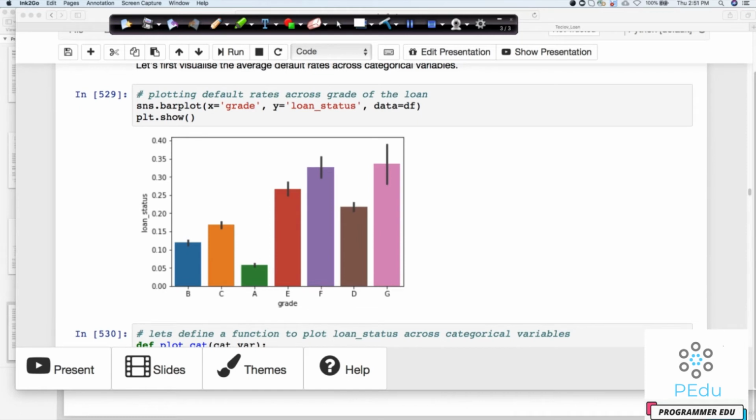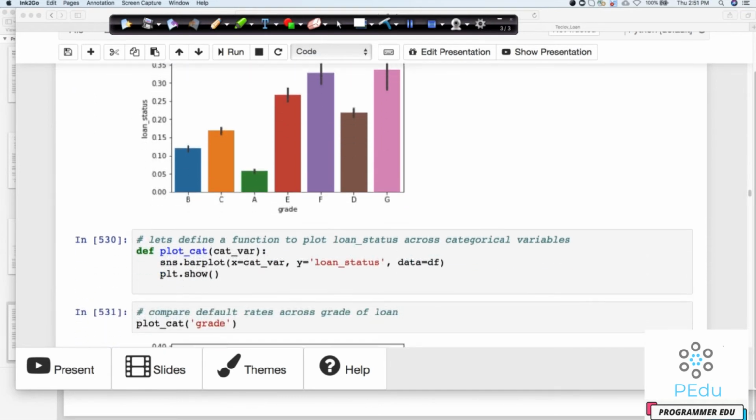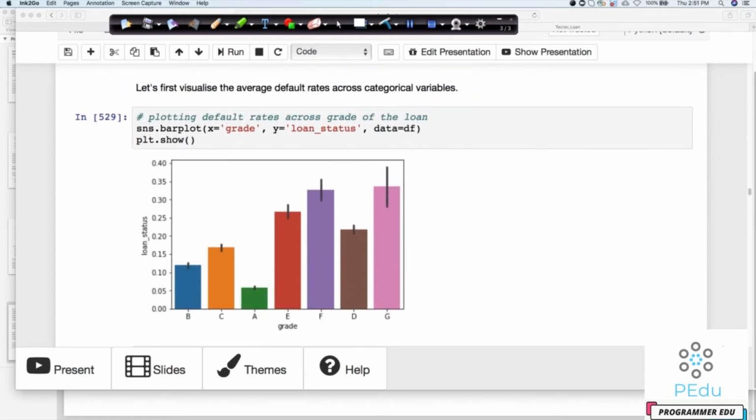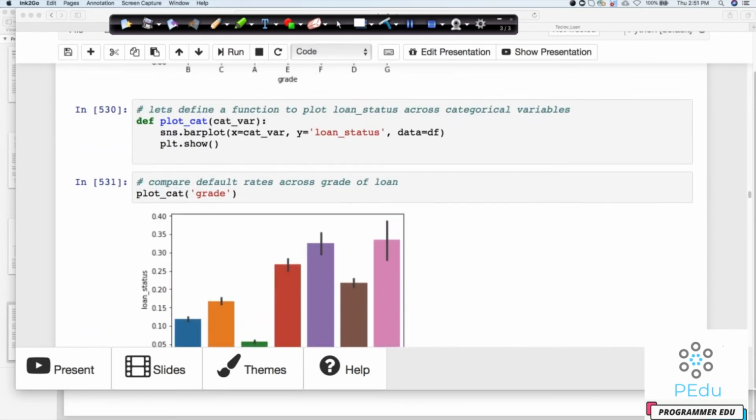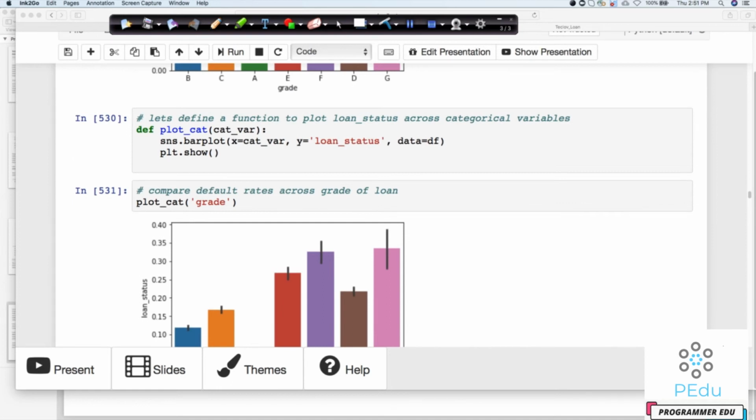And in order to do that, let's create a function for it so that I need not write this code again and again. So what we are doing is we have created a plot_cat function where I'm going to pass a categorical variable. For example, I can plot here grade. And what we are doing is we will just plot a bar plot again here. We will pass the cat variable, whatever we're going to pass. And y-axis will always be loan status and the data will always be df. So this is going to just plot this thing.